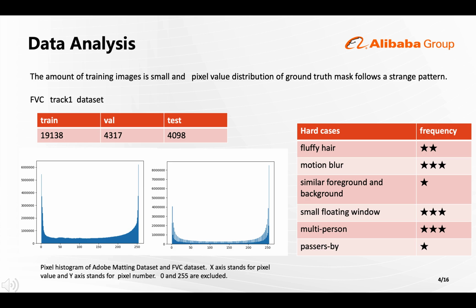As shown in the figures, unlike other matting datasets, the distribution of FVC dataset follows an unusual pattern, maybe caused by the annotating tools. We also analyzed the content of the training images, which included many hard cases, such as fluffy hair, motion blur, small floating windows, similar foreground and background, multi-person, passers-by.